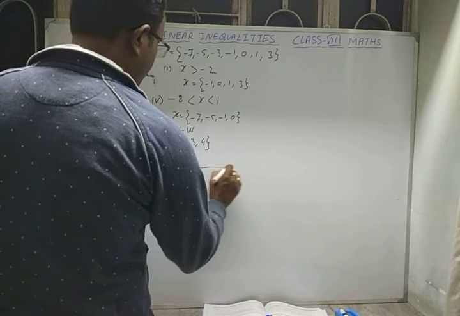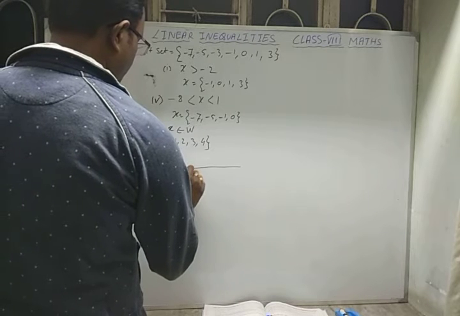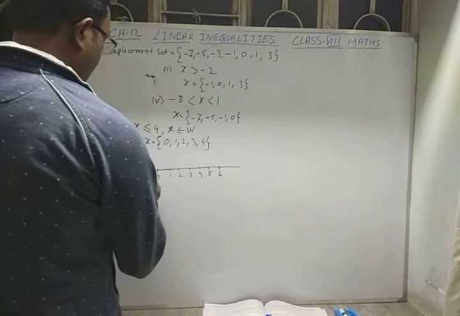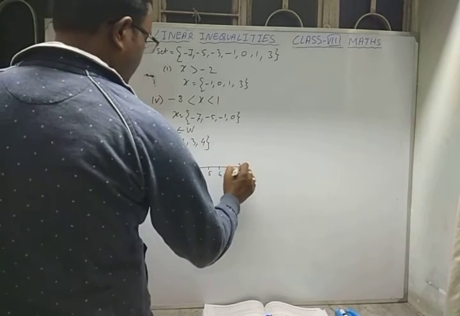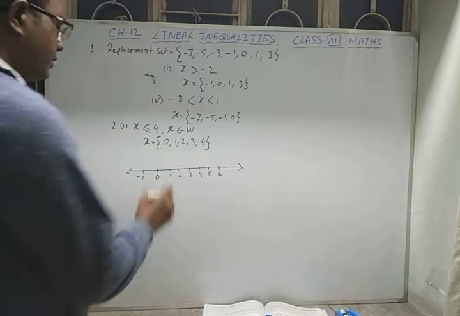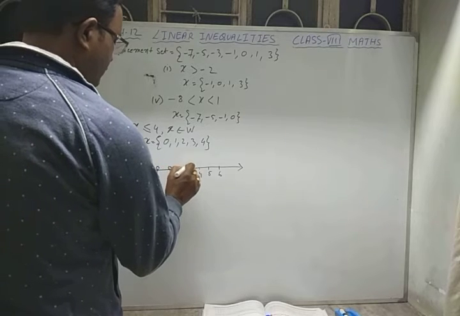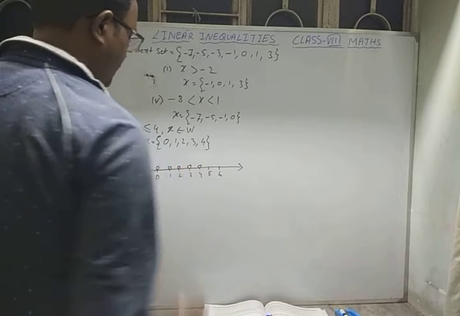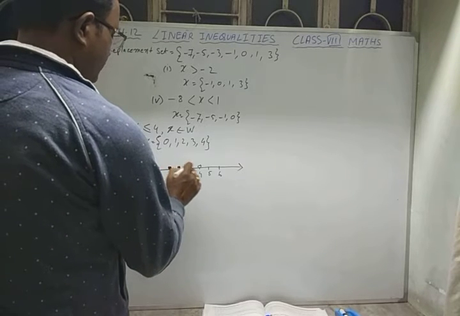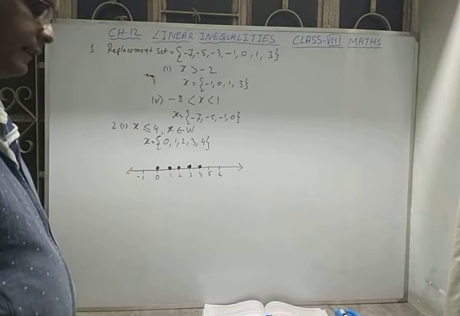Draw the number line as you know how to draw. Take 0, 1, 2, 3, 4, 5, 6, and here minus 1, like this. It is a number line. Now the values are 0, 1, 2, 3 and 4. So just make a circle over the numbers which are the solution. These are the 5 answers, and you can shade them also. This is how we show the solution set.